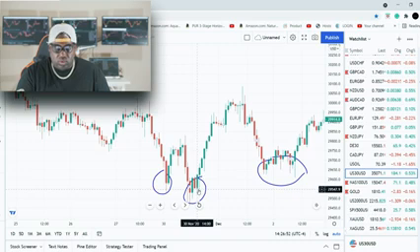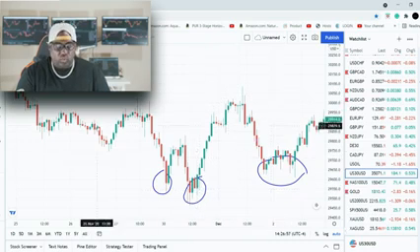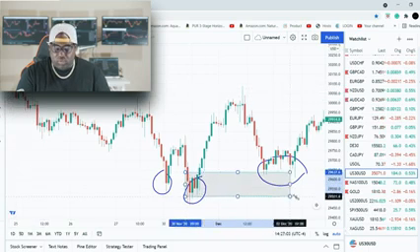So right here, guys, we see what? Aggressive buying to the upside. A whole bunch of green candles. Now it's coming back to this demand zone right here. So I'm looking at this. I'll say, all right, let me draw my zone.